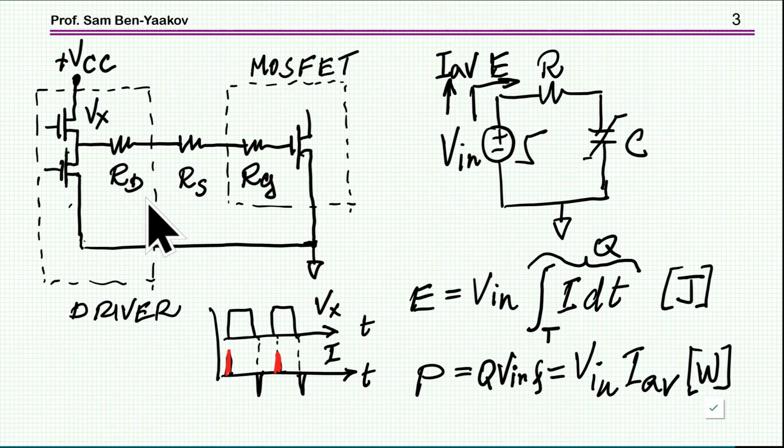So here is a simplified equivalent circuit of this situation that we are talking about. We have the driver, and then we have a chain of resistors, and this is the transistor. Now, usually the driver will have two MOSFETs. Today it will be MOSFETs. They used to be BJTs, but most of the drivers today have MOSFETs.